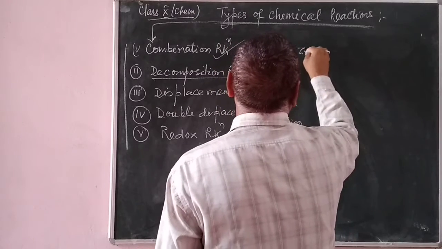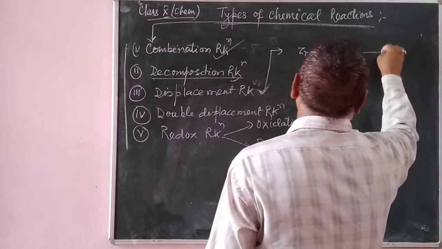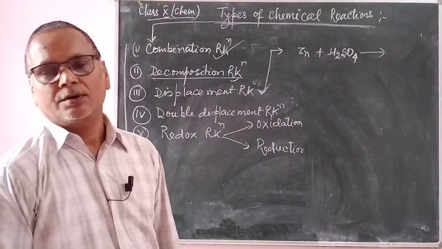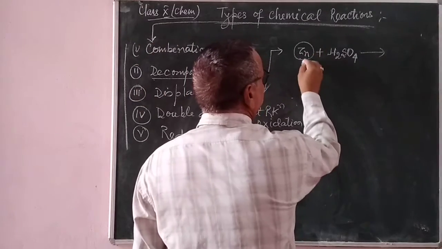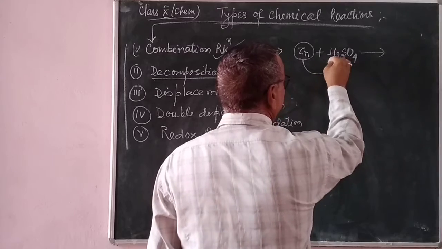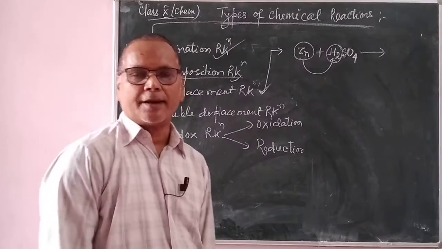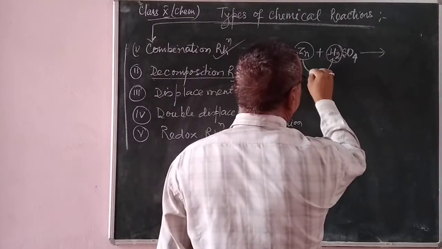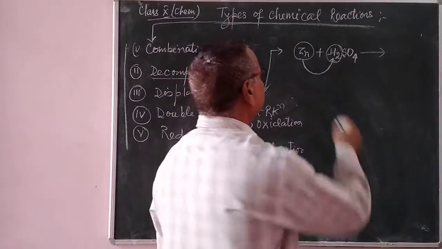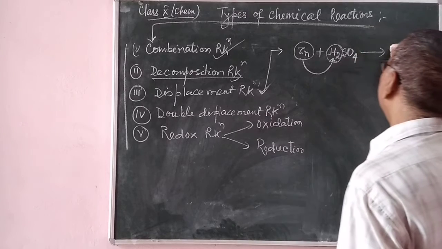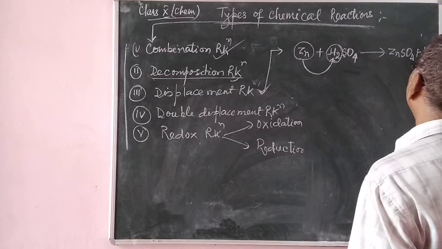Zinc plus H2SO4, dilute acid. Then what happens? What type of reaction is it? Zinc is more reactive, so it displaces hydrogen. It means zinc is more reactive than hydrogen, so it will remove hydrogen and take its place. Then zinc combines with sulfate, forming zinc sulfate, and it will release H2.